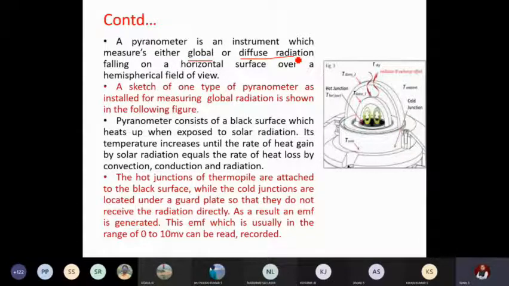So this device, as we discussed in the introduction part, can measure either the total radiation or only the diffused radiation falling on a horizontal surface. It consists of a black surface. This black surface is a very good conductor of heat. As you know, any black body absorbs the maximum quantity of heat compared to others.